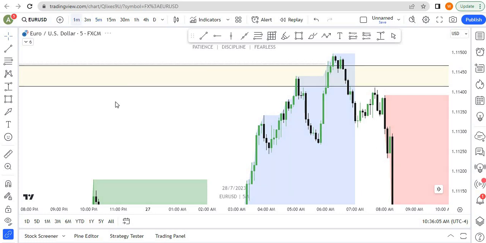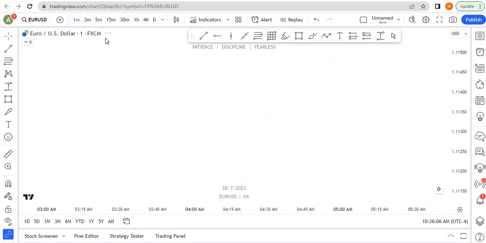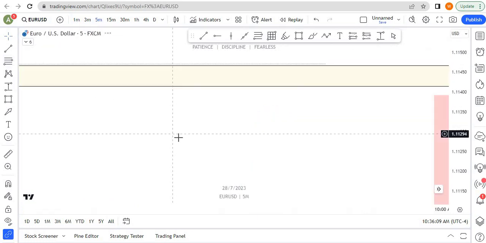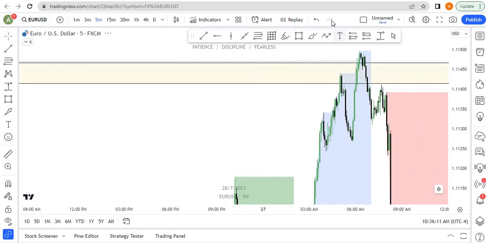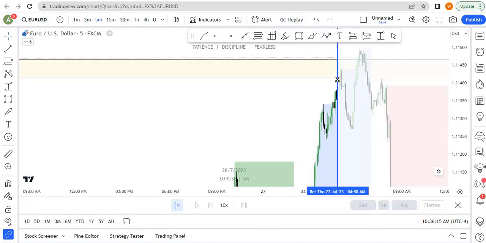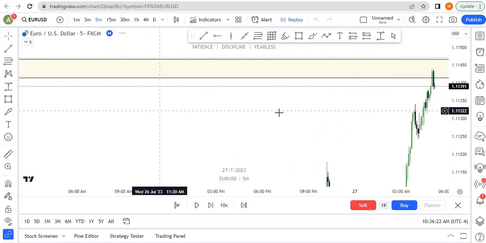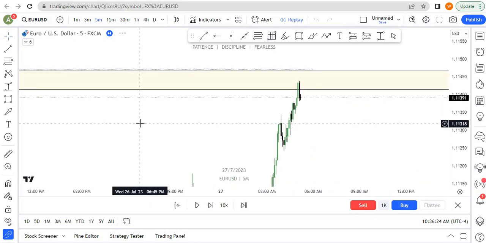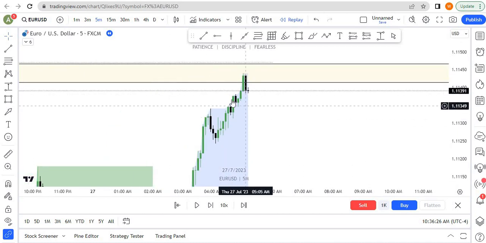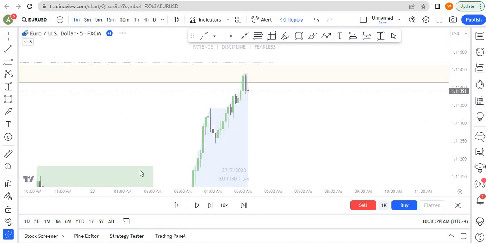I will tell you what happened exactly. I will go to 5 minutes and show you with the bar replay. It can be very helpful for you. Okay, I'm in the 5 minute. Basically, I do trading in 5 minute, 1 minute or 15 minute. Price tapped here and then I shifted into the 1 minute time frame.